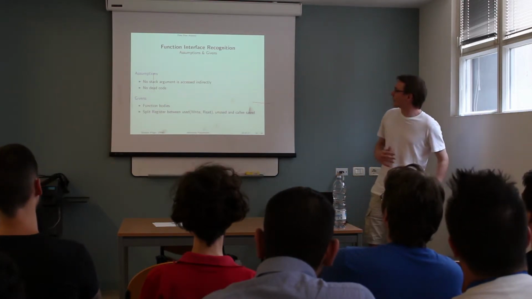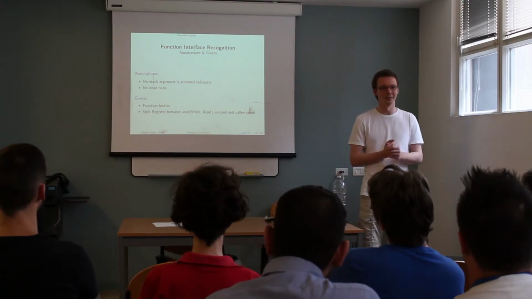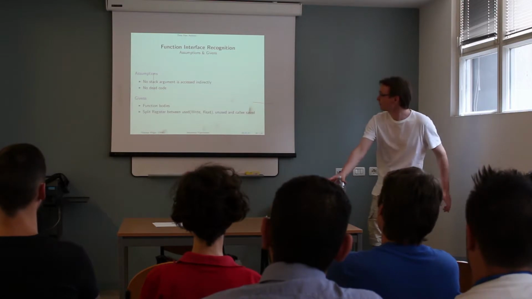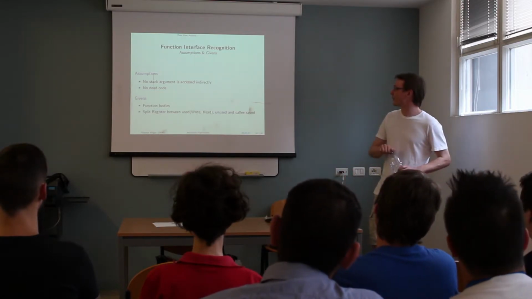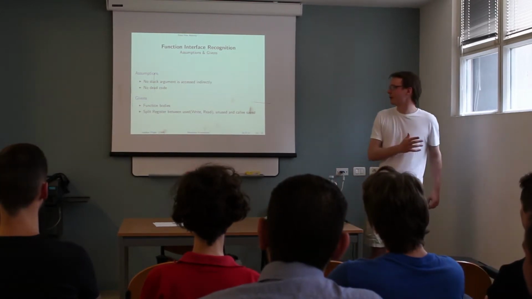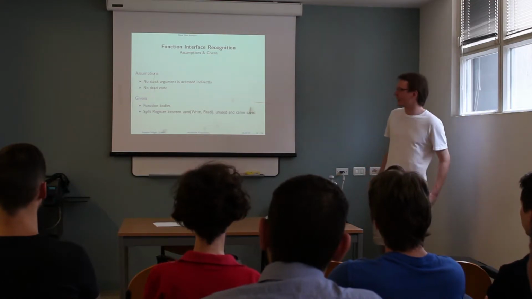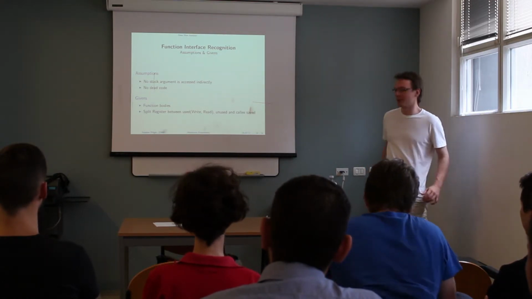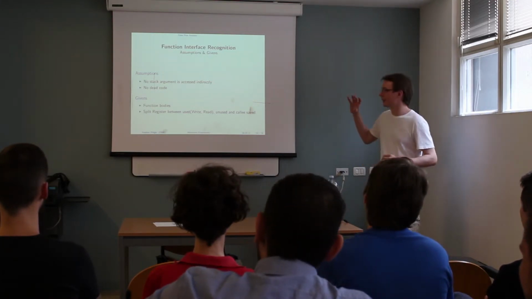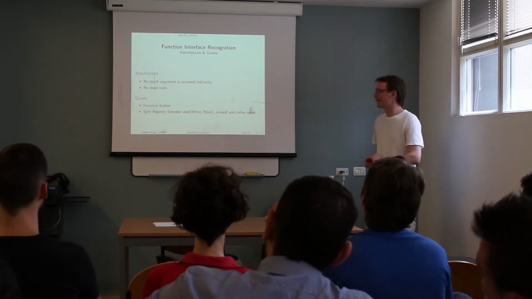Okay, so now let's go to an example, which is also the algorithm we are right now working on, which is the function interface recognition. There are some assumptions and givens. The first assumption is that no static argument is accessed indirectly. This is an assumption to make sure that the possibilities of solution are not getting out of hand. If you do not take this assumption, it's going to be very unpleasant.